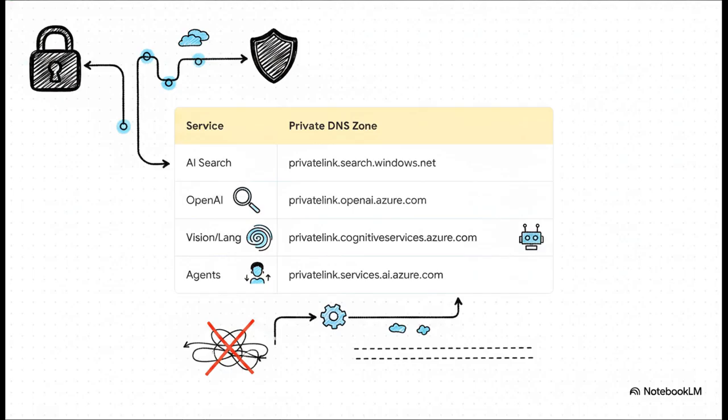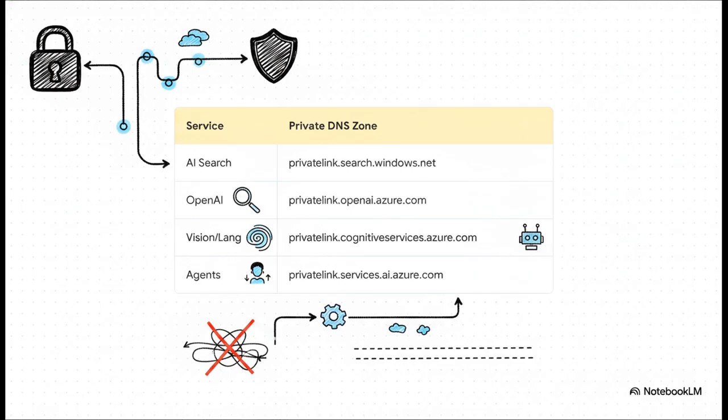Finally, we've got to lock down the network with Azure Private Endpoints to ensure our traffic stays safely on the Microsoft backbone. But to make private endpoints work, your virtual network needs to resolve the DNS correctly. And you really need to notice the subtle DNS differences here. Azure AI Search uses privatelink.search.windows.net. Azure OpenAI has its own dedicated zone, privatelink.openai.azure.com. But services like Vision, Language, and Face API, they share the broader privatelink.cognitiveservices.azure.com.